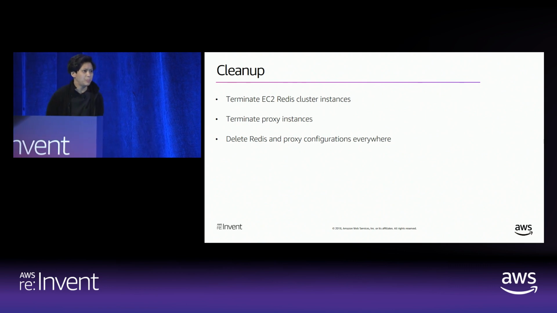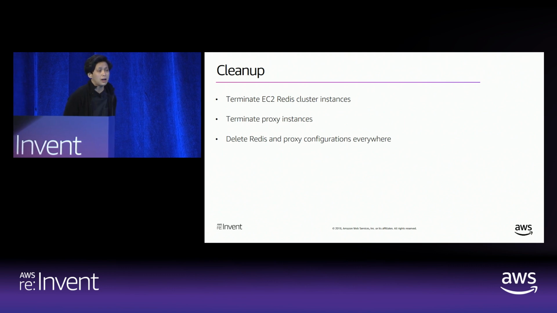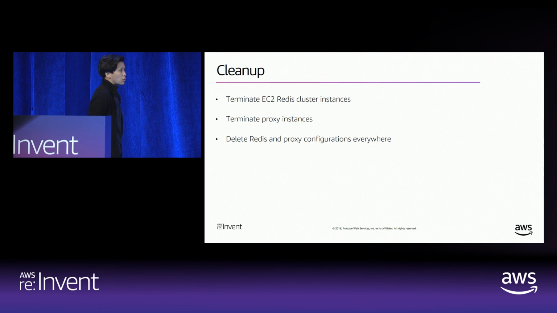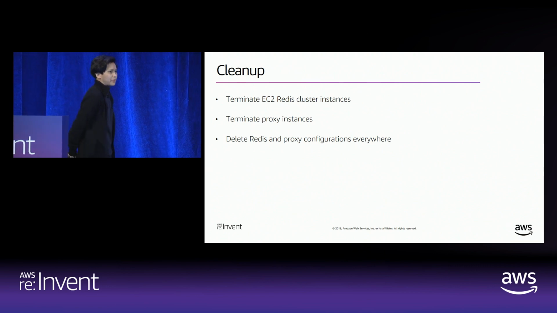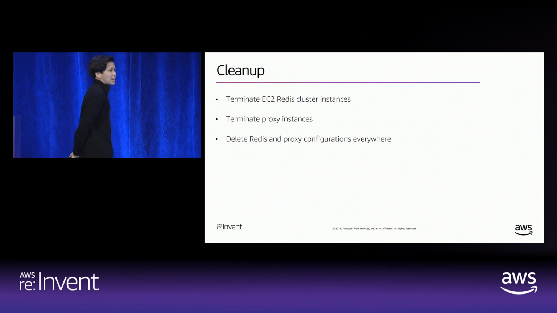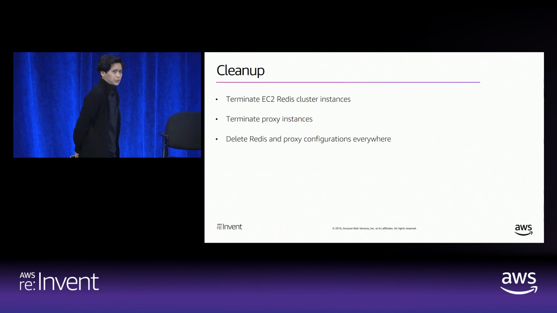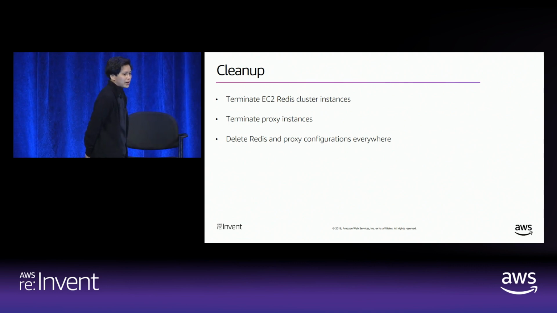A lot of you may be wondering, and I'll have time for questions later, a lot of you may be wondering about a rollback plan, right? What if this doesn't work? How do we roll back? What do we do? Can we go back to EC2 Redis?